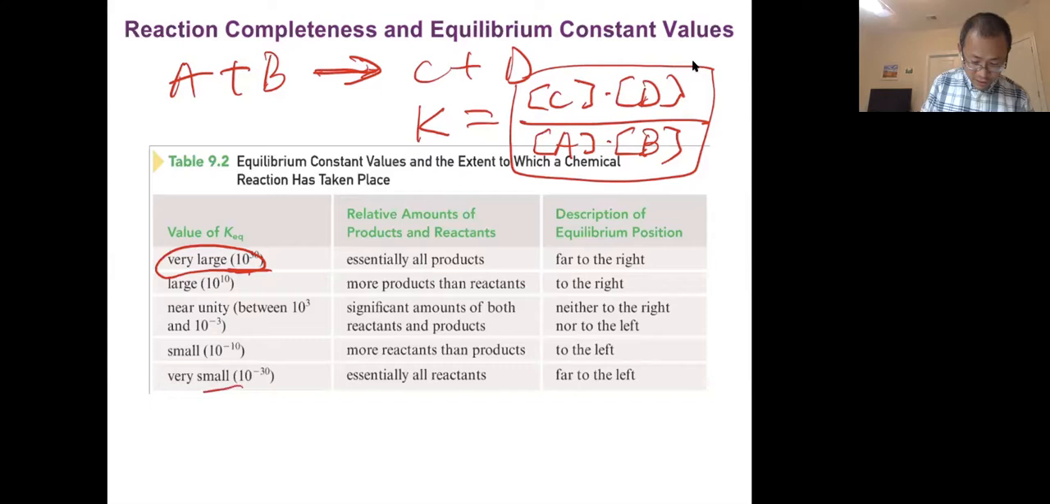Now, if we have a very small K, think about what that means. Extremely small K means C and D is small, and A and B is huge. Is that right, guys? Does it make sense mathematically?